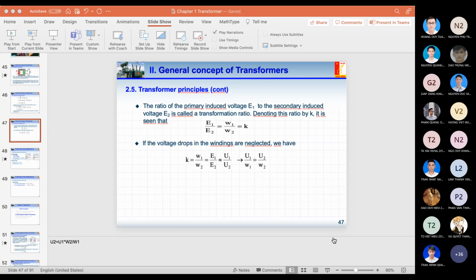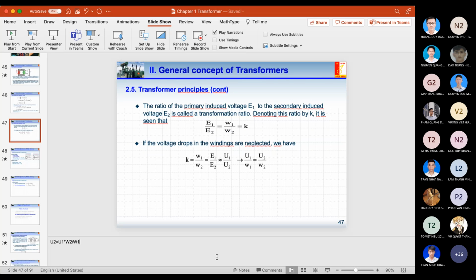Maybe I will call another student. Bùi Quang Mạnh, please answer my question. I think I will change the turns of W1. Turns of W1, okay.